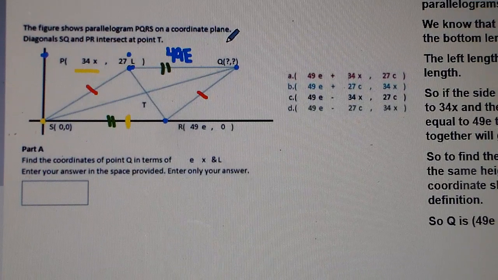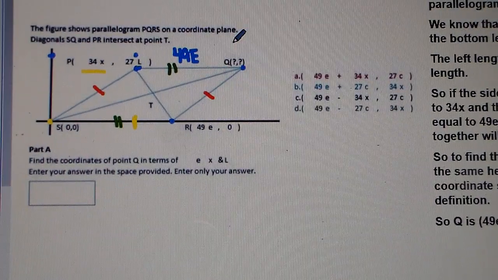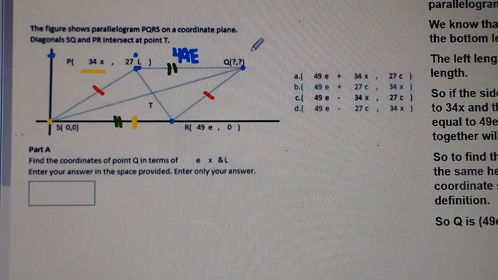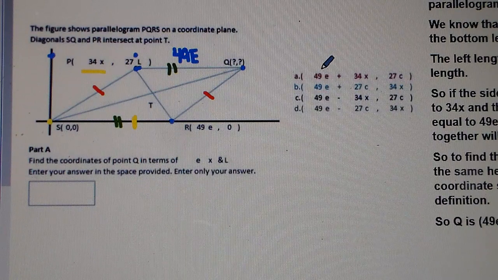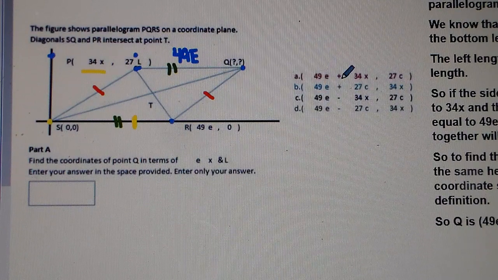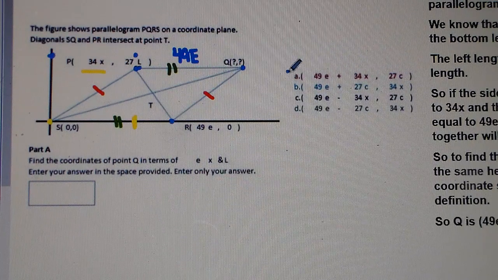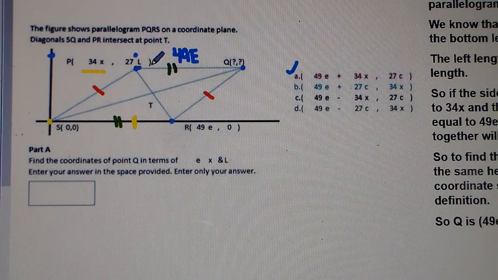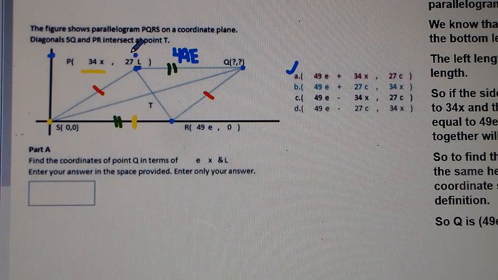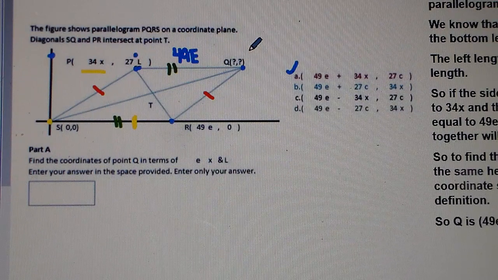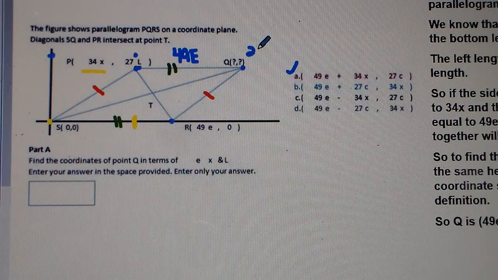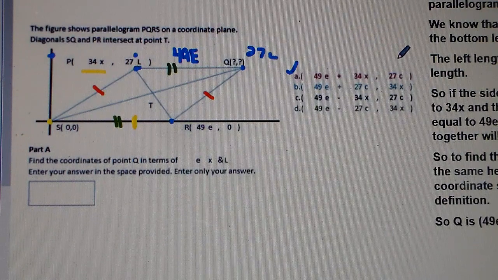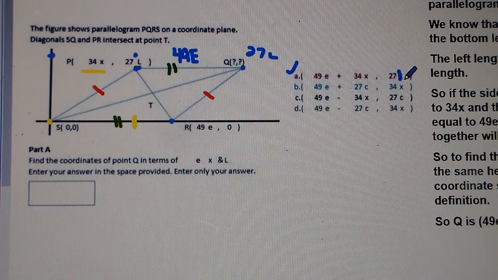So these two pieces added together, 34x plus the 49e, will be the x value. So we look at our multiple choice, you see 49e for each one of them, and then we're going to add the 34x. So it's going to be option A as far as the x value. Now, know the height? Well, the height is the same height as this coordinate. So the height is this y value, 27L. So the height is going to be 27L. So this should say L instead of C. So 27L.